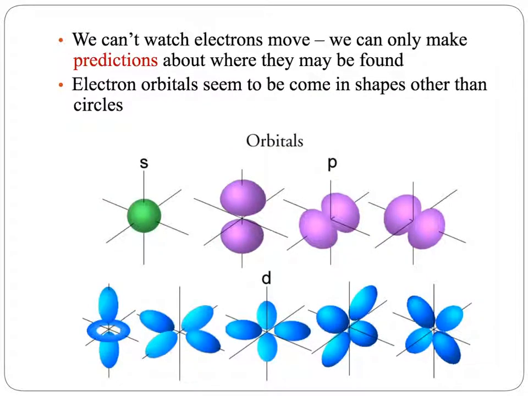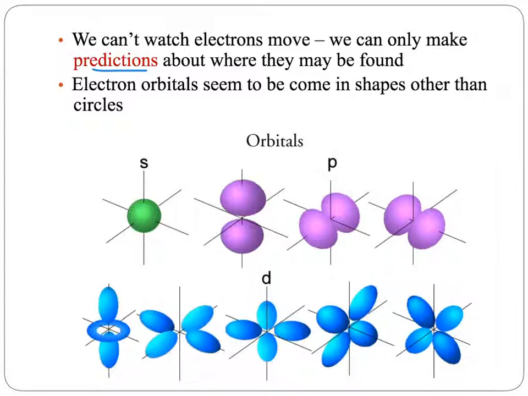Because electrons are so small, we can't watch them move. If we shot light at an electron to see it, it could absorb some of that light energy and it would become activated and would move into a different spot. So we make predictions about where they may be found, predictions about their exact location or about their velocity, how fast they're moving. But we really are only making probability guesses.